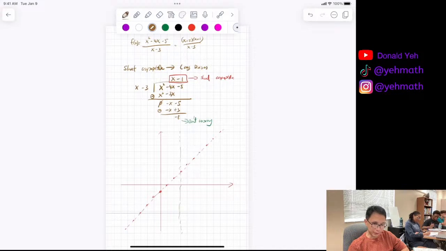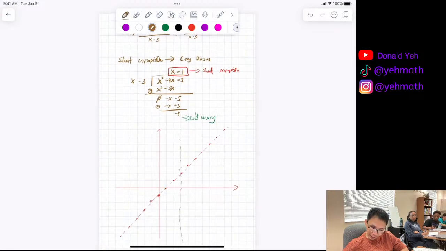Now, what you're gonna do is find out where the x-intercept and y-intercept are. Where do you think the x-intercept is at? 5 and what? Right, -1. So that's gonna give you a point here, and -1 is right here.